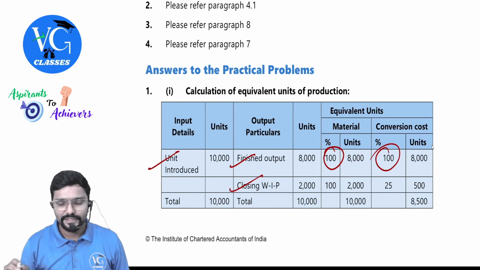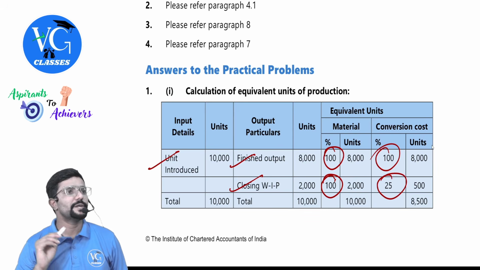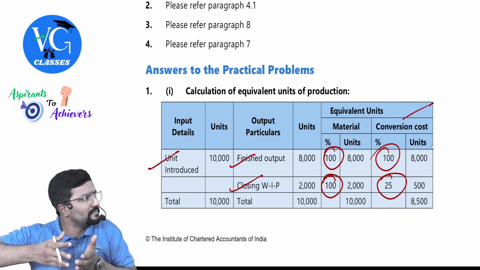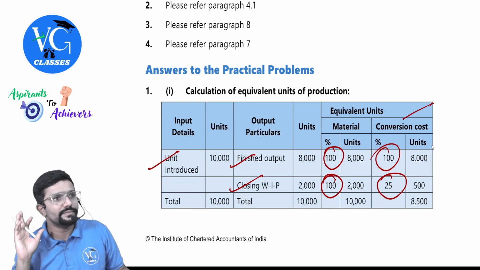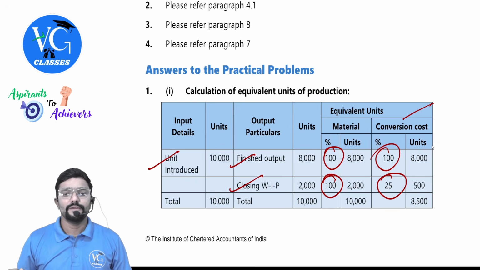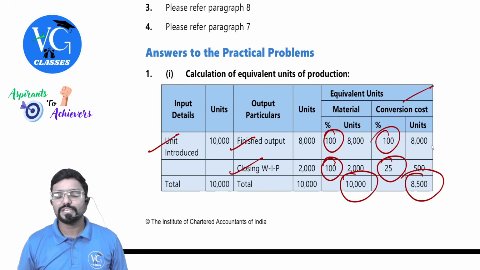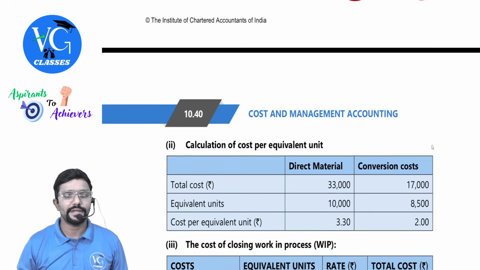Then closing WIP, how much? 100% material, whereas conversion is only 25%. Please be careful here. Labor and overhead are not given separately; they are given together, so you also take them like that only. So equivalent units with respect to material is 10,000, and with respect to conversion cost is 8,500.